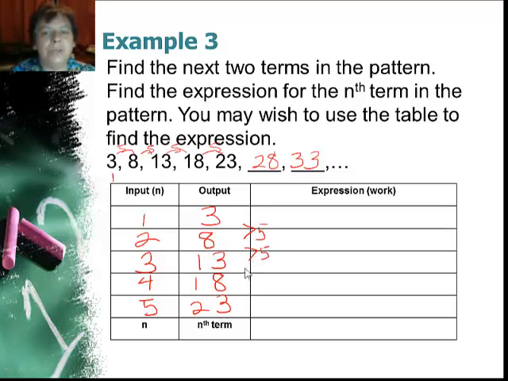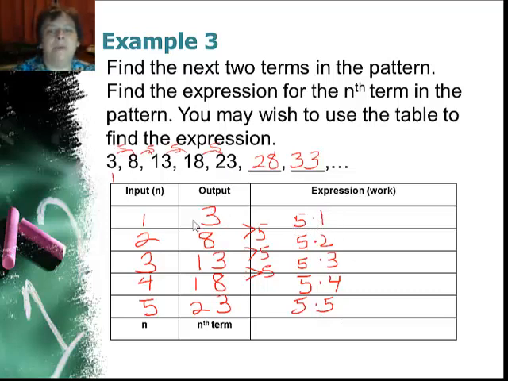So what we should do is try multiplying the input times 5. 5 times 1, 5 times 2, 5 times 3, 5 times 4, and 5 times 5. Well, when I did this, 5 times 1 is 5. I'm high by 2. If I took away 2, that would work. Let's see. 5 times 2 is 10. I'm too high by 2 again. 5 times 3 is 15. If I subtract 2, that would work. 5 times 4 is 20. If I subtract 2. So it's minus 2 every time.